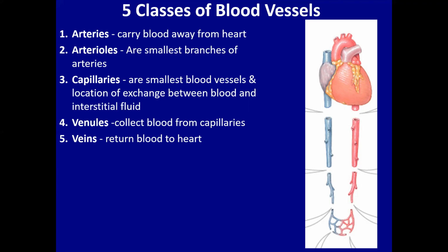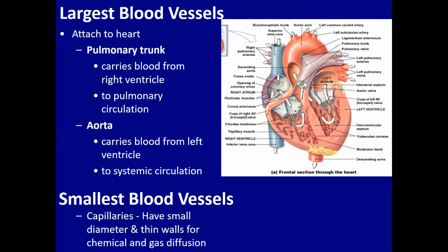On the other side of a capillary bed, you will see venules. These are the smallest of the veins, and they are collecting blood from the capillaries that is full of carbon dioxide waste and excess nutrients and devoid of oxygen. Venules eventually become veins. The largest of the blood vessels are the aorta and the pulmonary trunk.